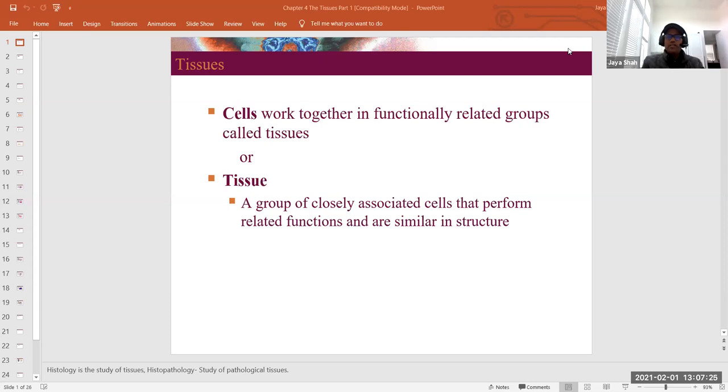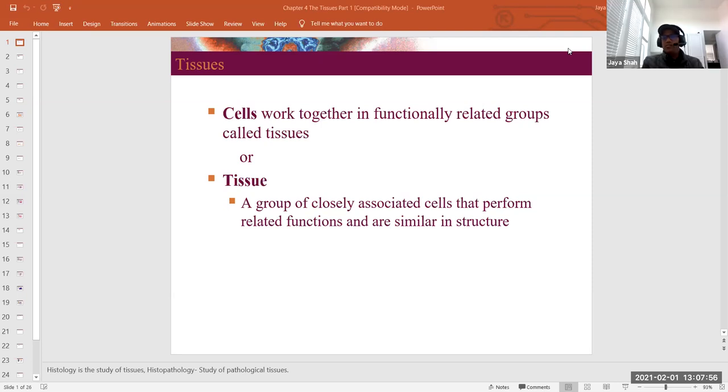So what are the four basic types of tissues before I start? The epithelial. Good. Connective. Muscle and nervous. Nervous, good. Today we're gonna talk about epithelial tissue and maybe some part of connective tissue. And the next time we're gonna talk connective, the muscle and the nervous.